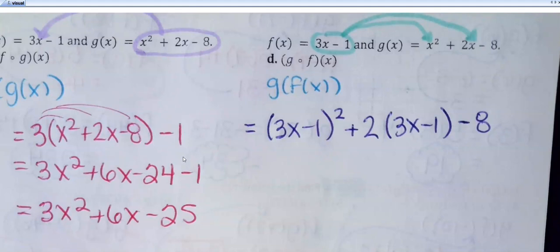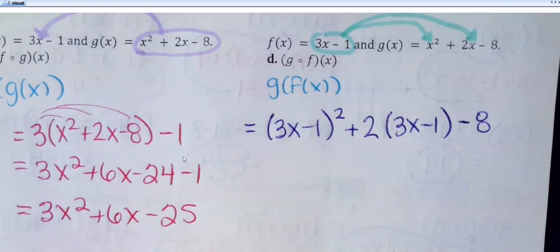Like, do you know how to square this? 3x minus 1. Do we know how to square it? Okay, she says square the 3x and square the negative 1. On the right track. Does anybody know what's wrong with that? I'm only making a deal about this because nobody ever remembers this.